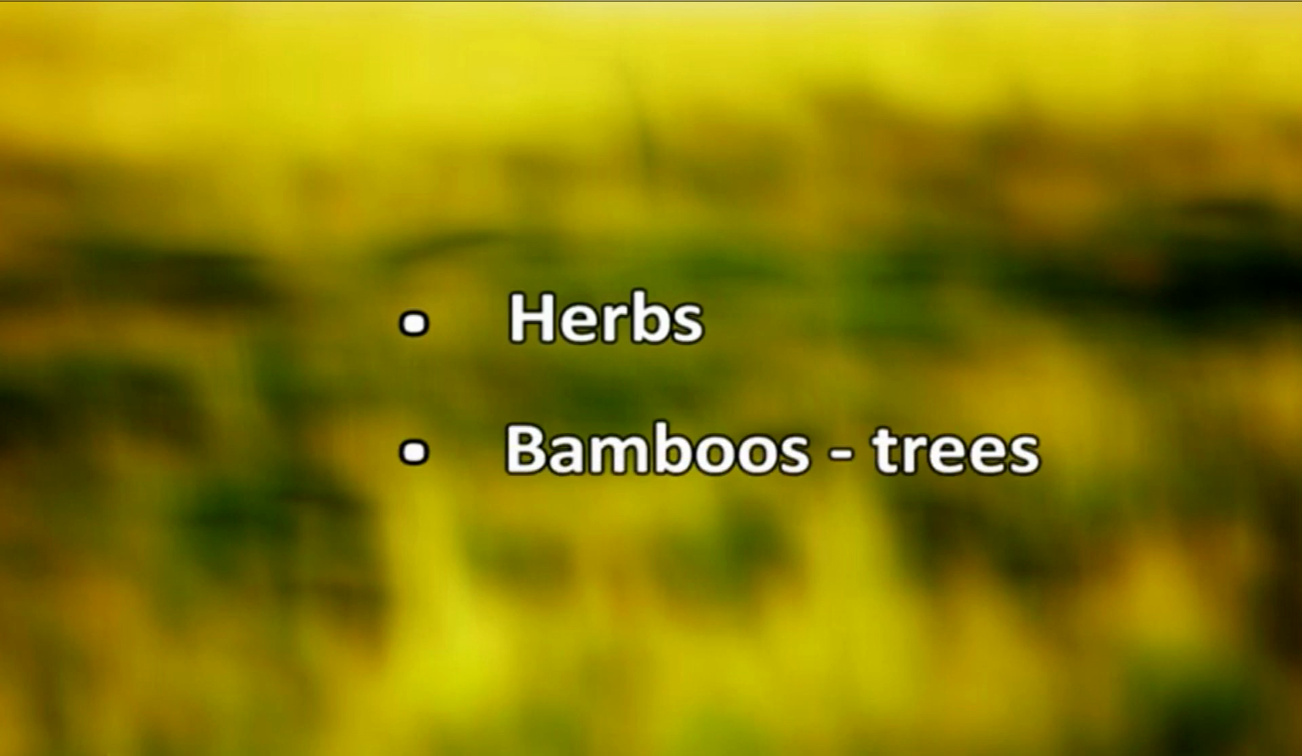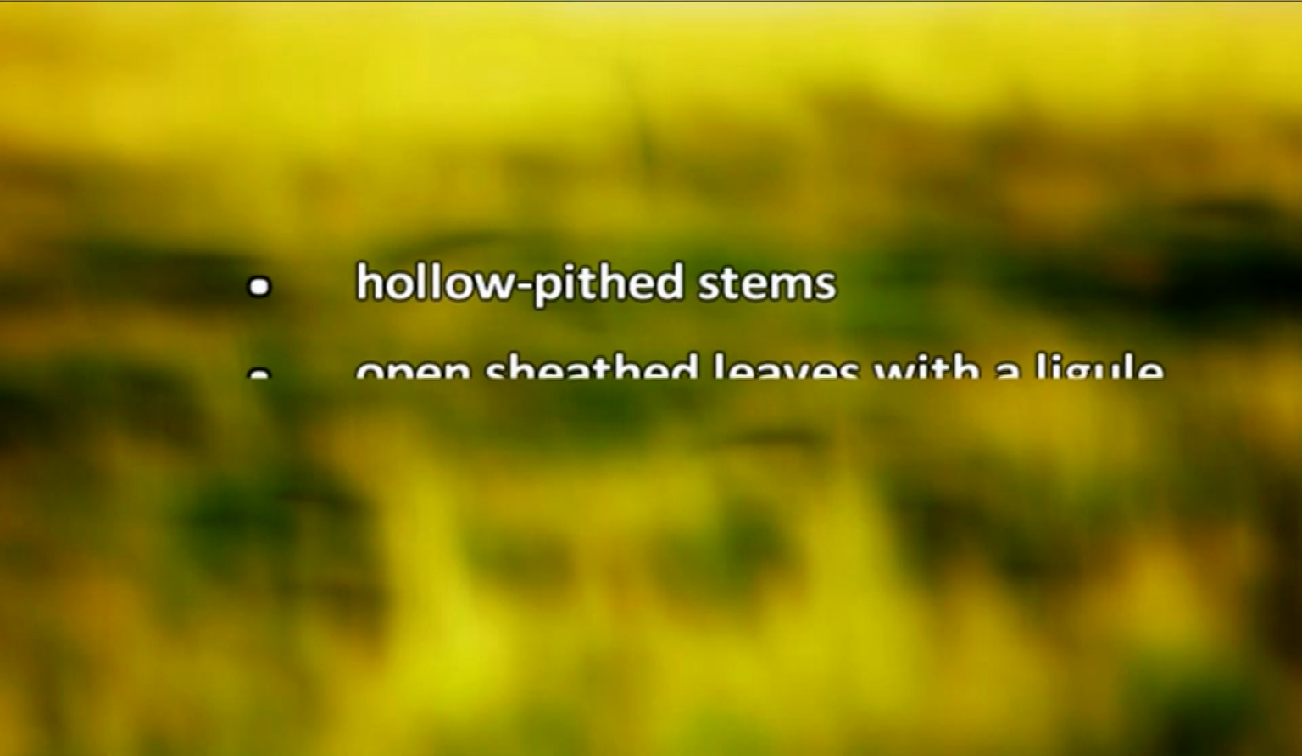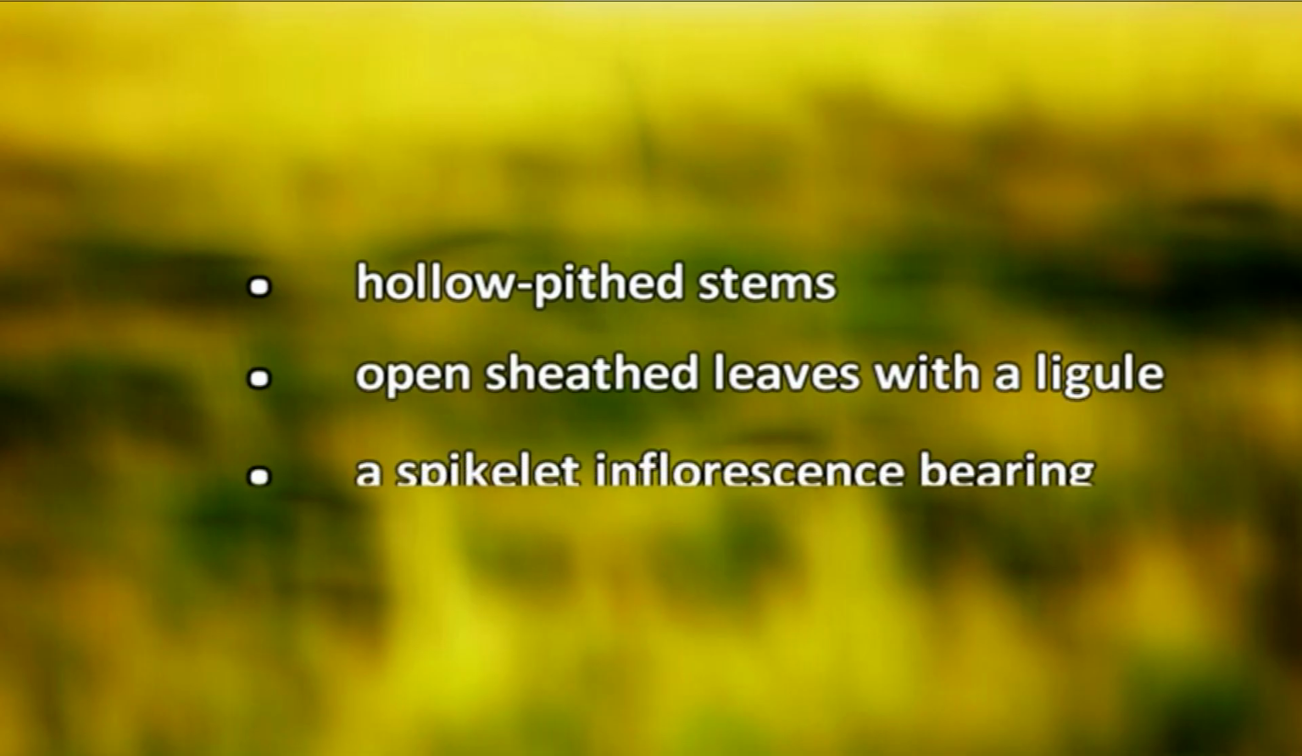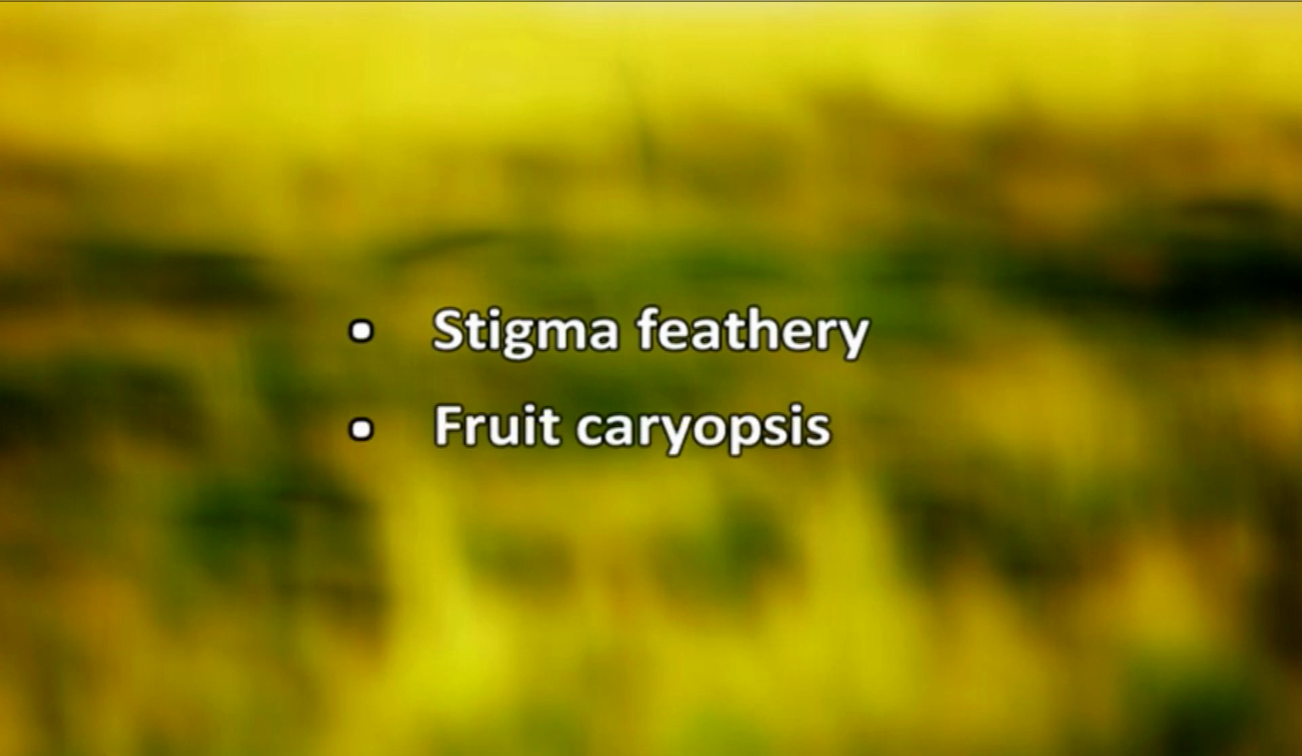The family members of Poaceae are distinctive in being herbs. The only exception is bamboos, which are trees. They have hollow pith stems and open sheathed leaves with a ligule at the inner junction with the leaf blade. They are also distinctive in having a spikelet inflorescence. This spikelet bears either one or, in some cases, numerous florets. Here the stigma is feathery and the fruit is technically called a caryopsis.